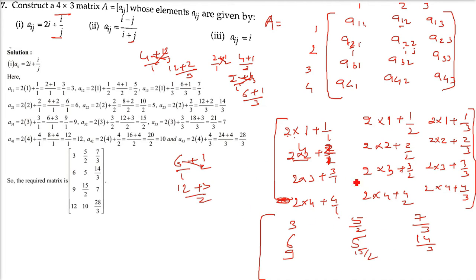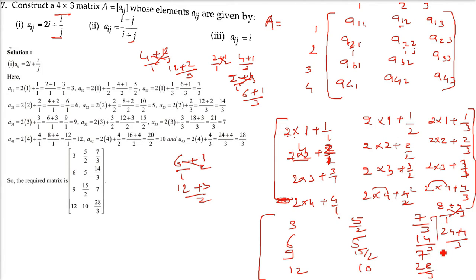About this, 2 3 is 6. 6 plus 3 by 3 is 1. 6 plus 1 is 7. Let's write 7 here. 4 to the 8. 8 plus 4 is 12. 4 to the 8. 8 plus this 4 by 2 is 2. That is going to be 10. 4 to the 8. 8 plus 4 by 3. So 8 is 24. Plus 4 by 3. 28 by 3.